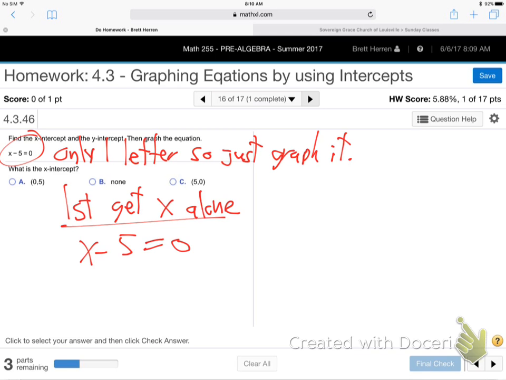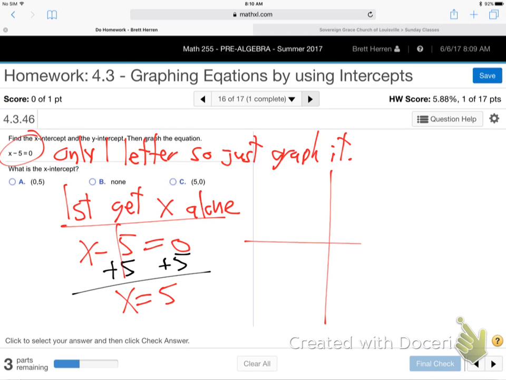So how do I get x alone? Add 5. Add 5 to both sides. So x is 5. Does that make sense? That's the first thing. Because the other ones, they already gave us the x alone, huh? This one we had to get x alone ourselves. So get the x alone, and you know what to do from here, right?